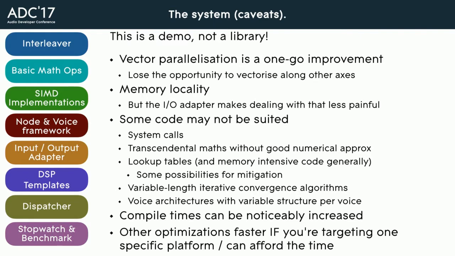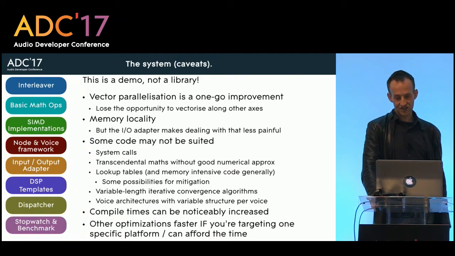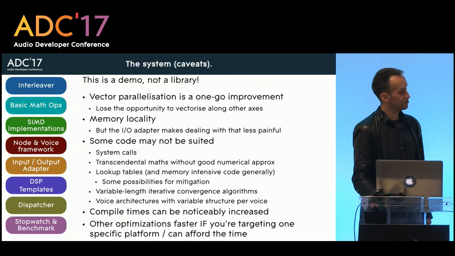There are a few other caveats there. Not all code lends itself to this approach. If you have system calls, if you have some transcendental maths that don't have a decent numerical approximation, if it's very memory intensive, if it's branchy and can't be made unbranchy, or if you're targeting one specific system. But with those caveats, let's go on and take a look at the parts of the system.